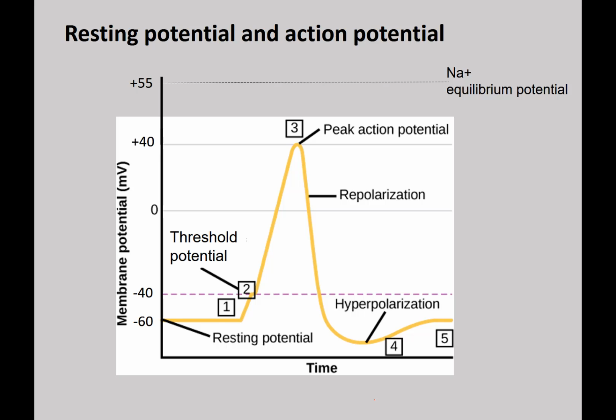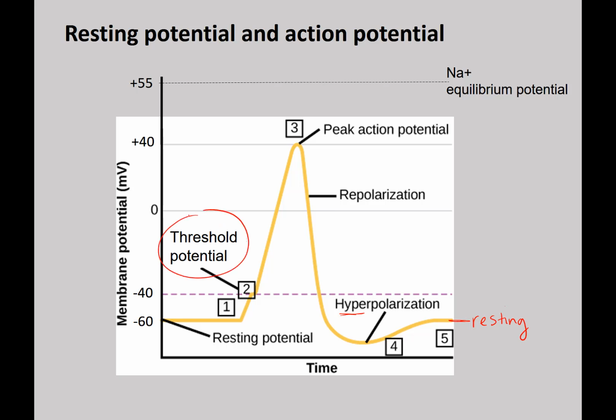We've talked about resting potential. We've talked about this yellow graph that shows an action potential where the membrane goes from negative to positive back to negative. We've talked about hyperpolarization, which is an overshoot, so it gets a little too negative and then comes back to resting. There's a couple other potentials I want to talk about. The first one is the threshold potential.